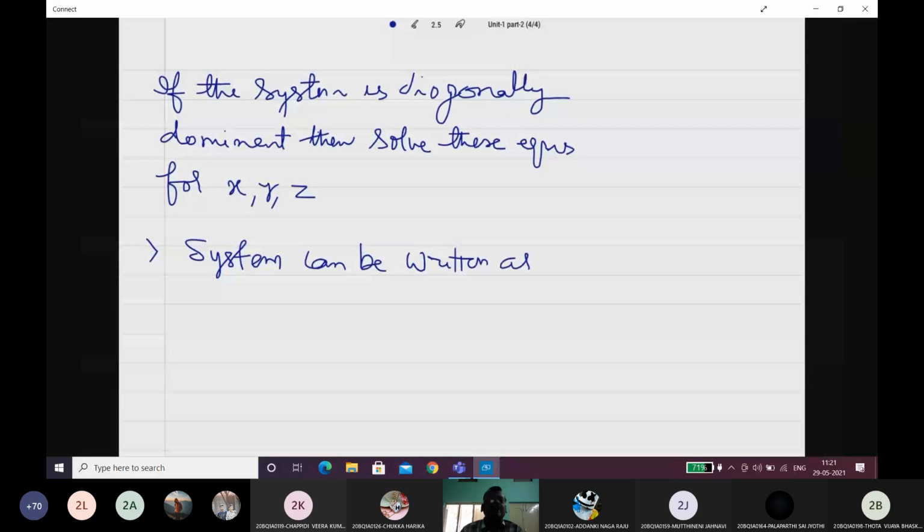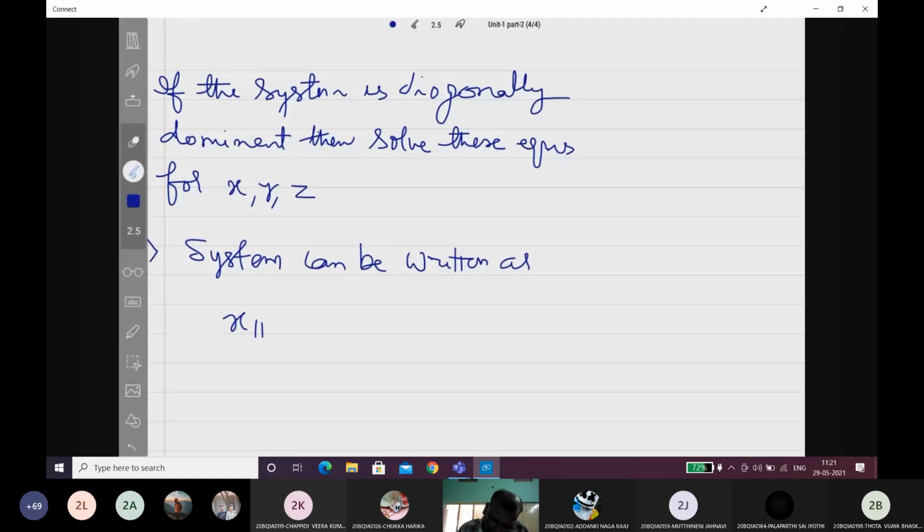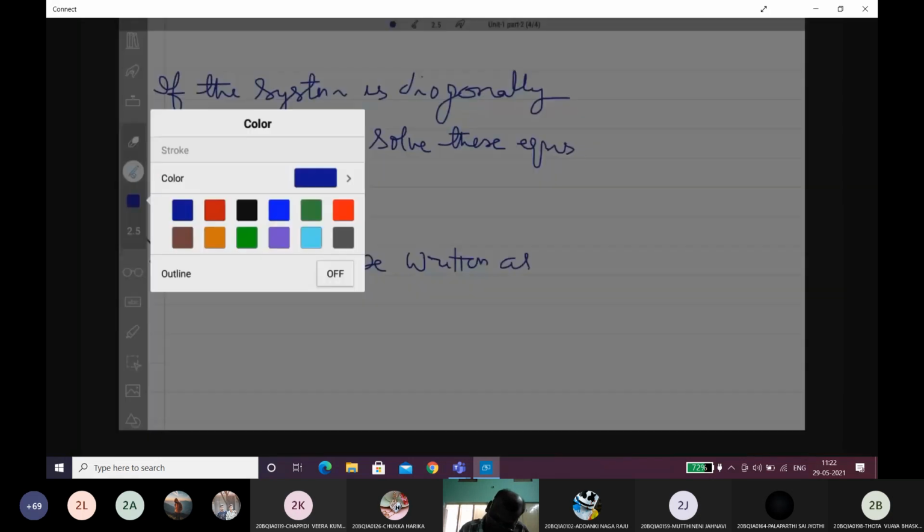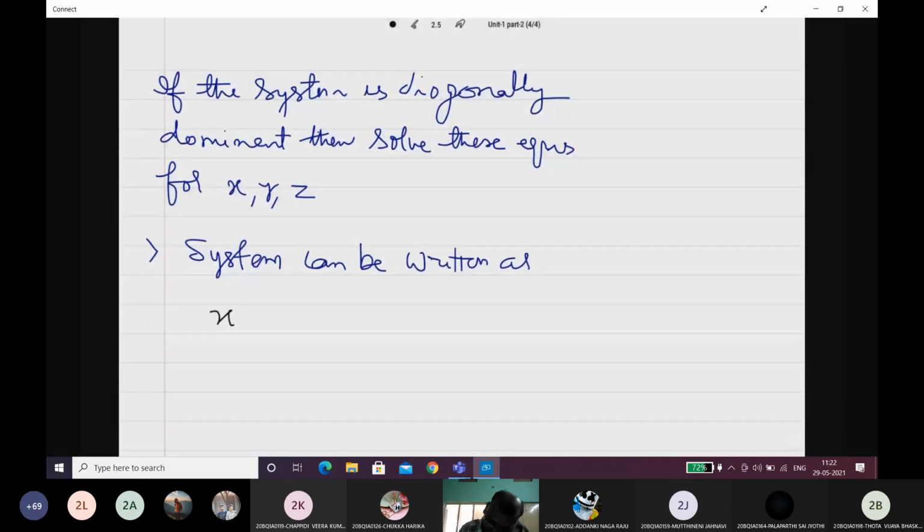Remember, all of you: what is the highest value in the first equation? A11. That is very, very important. The highest value is there. That means x is equal to, then the x coefficient, A11.